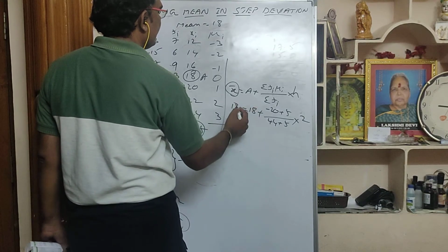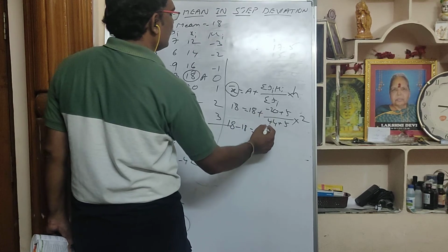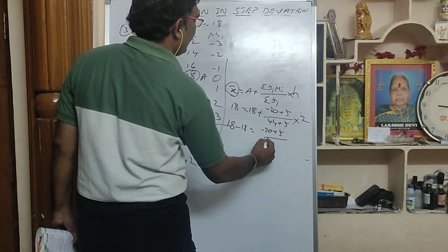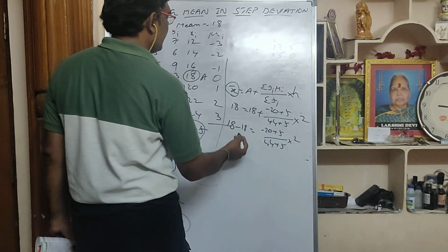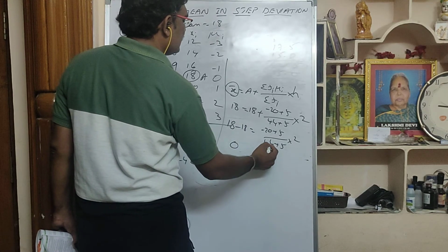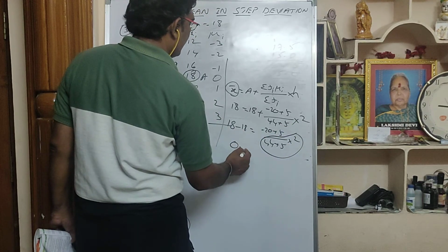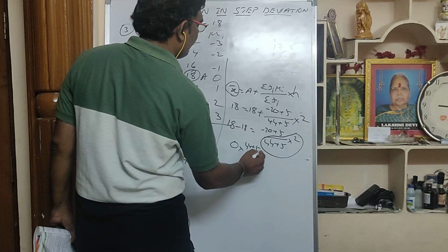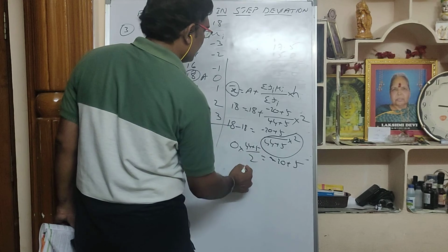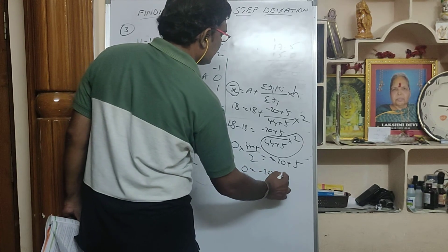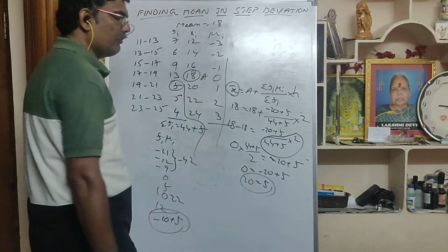Now plus 18, take to this side. Here already 18 is there. This 18 is coming here. 18 minus 18. This minus 20 plus f by 44 plus f into 2 will be the same. 18 minus 18 is how much? 0. So this 2 by 44 plus f, one fraction you take to this side: 44 plus f by 2 is equal to minus 20 plus f. 0 into anything is 0 only. Minus 20 plus f. Minus 20 take to this side. 20 is equal to f.